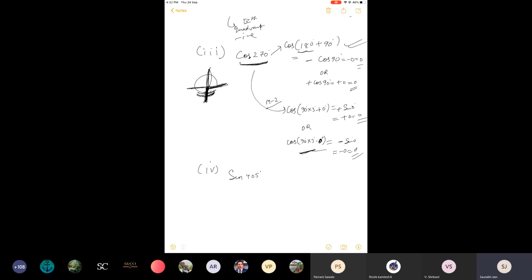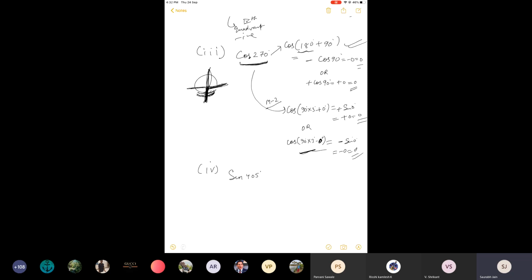Now, if you cross 360, I have a question for you. If you cross 360, in which quadrant will you come? First quadrant only. Because we have 4 quadrants, so if we cross 360, we will come back again to the first quadrant. So this angle 405 degrees is actually in the first quadrant.